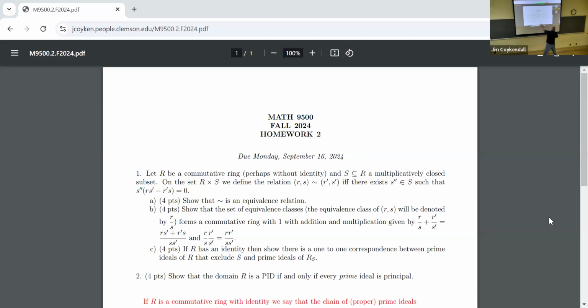We're going to define this relationship: (r, s) is related to (r', s') if and only if there's an s'' in S such that s'' times the difference of the cross products is zero. Notice that this is the old cross product, where you compare two fractions, and this little extra factor is what's needed for doing zero divisors.